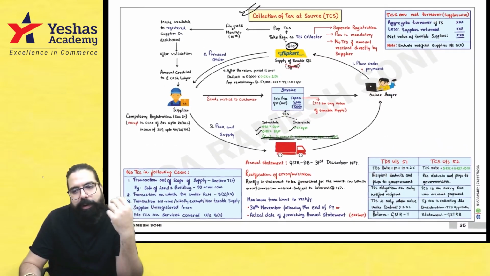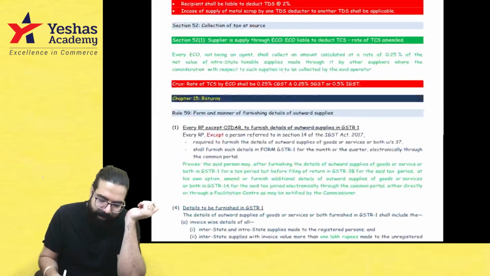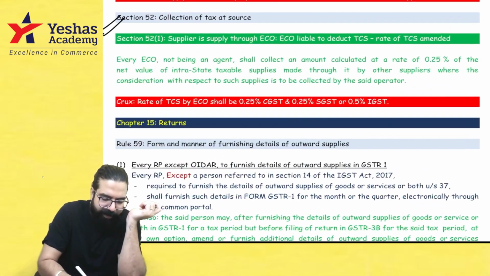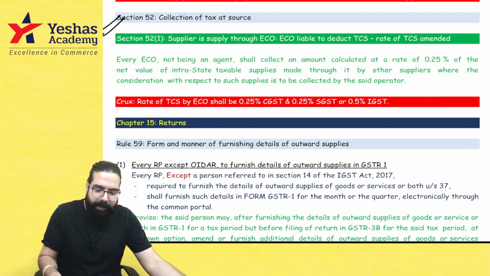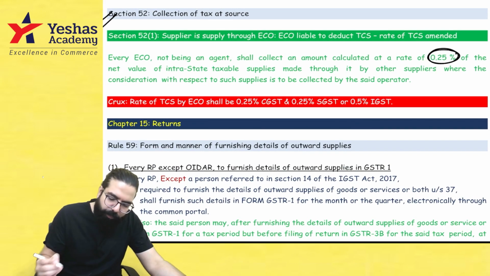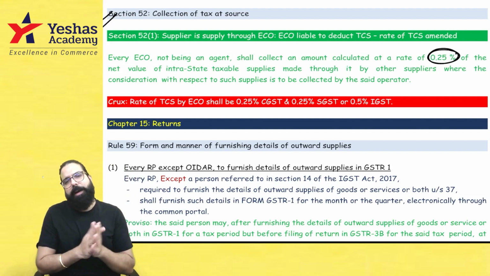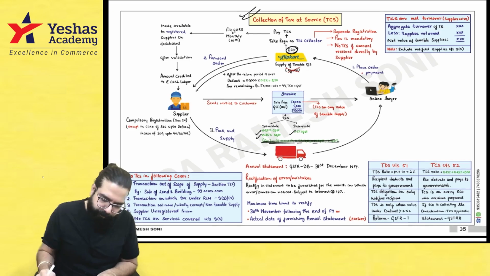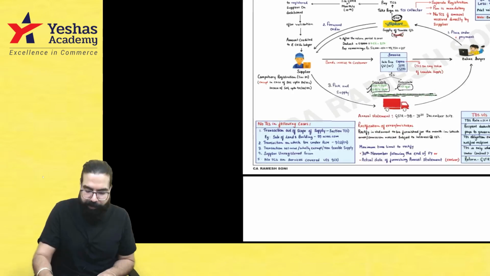I had already told you this in the class. What is the rate of TCS now? The only amendment in your TCS chapter is the rate of TCS. The rate of TCS is 0.25% CGST and 0.25% SGST. That is the only amendment in your chapter of TCS. Nothing else. The rates are already there in your chart.